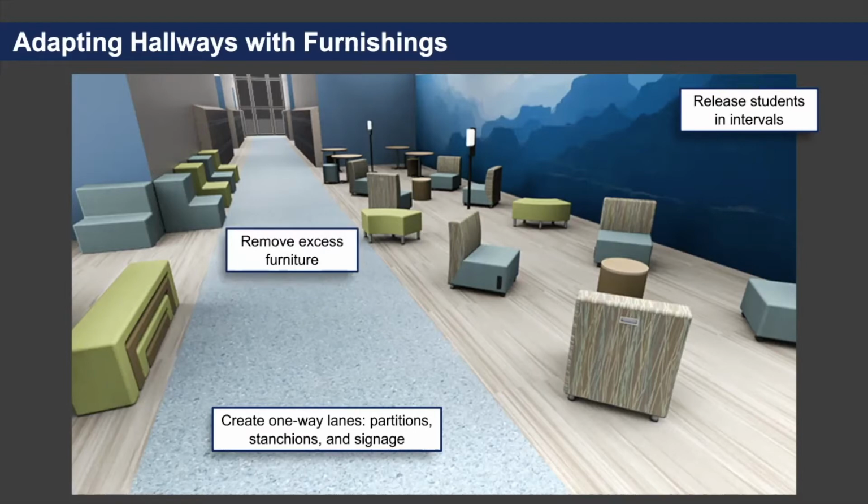If you do furnish these areas, consider removing excess furniture. Also, consider vinyl soft seating that wipes down easily. Consider using this space as a holding area for class rotation or as an additional classroom space.